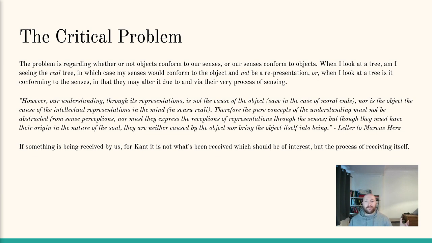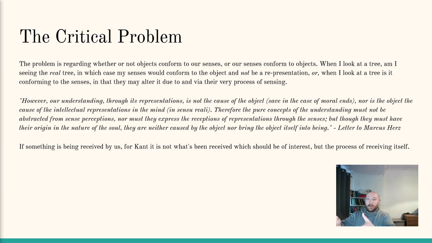So what is this problem? The problem is regarding whether or not objects conform to our senses or our senses conform to objects. For instance, when I look at a tree, am I seeing the real tree, in which case my senses would conform to the object? That is to say, there's a tree out there, it is objective, it is the object, therefore my senses conform to that thing. Or, when I look at a tree, am I getting a representation? That is to say, the object conforms to my senses and not my senses to the object.